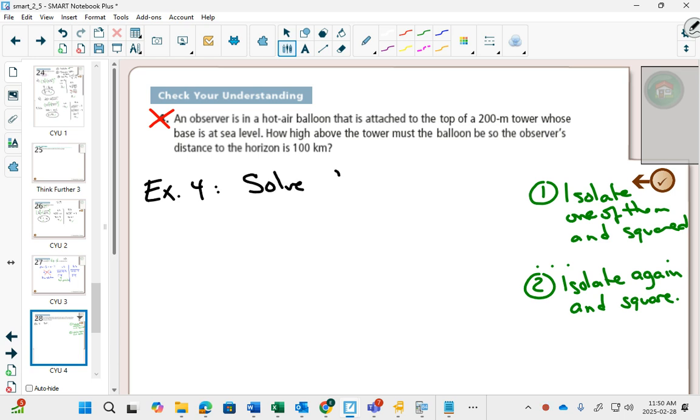Solve for x. And we're going to have an interesting situation where there are square roots on both sides, but one of them isn't isolated. So what we're going to find in this situation, you want to isolate one of them. Well, one of them is already isolated.